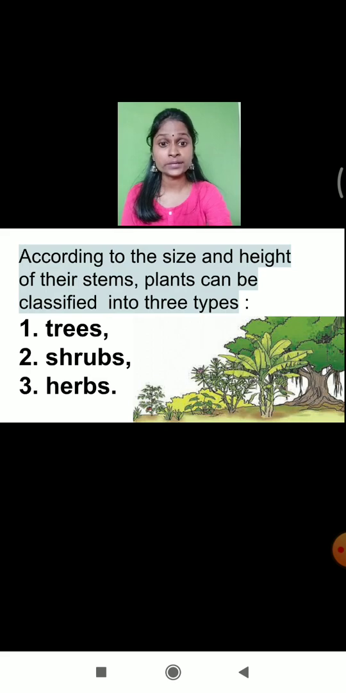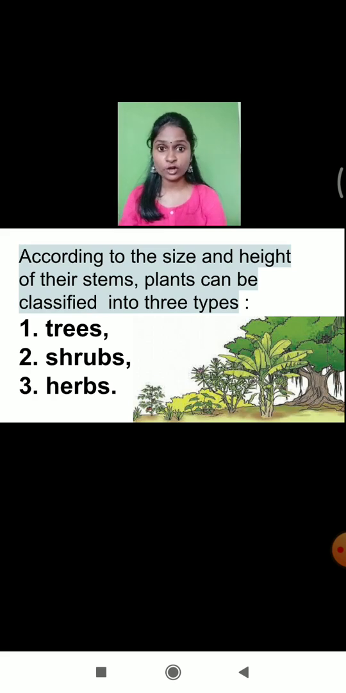Okay. So according to the size and height of the stems, plants can be classified into 3 types. What are the 3 types of plants which we classified just now? We classified plants according to their size, height and stem. So, number 1, trees. Number 2, shrubs. Number 3, herbs. May I know what is the meaning of the tree?